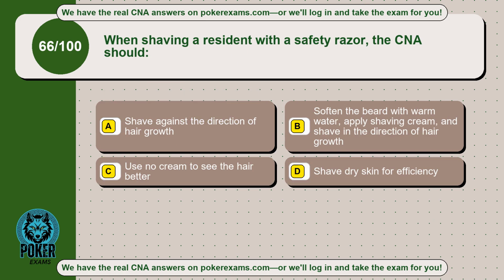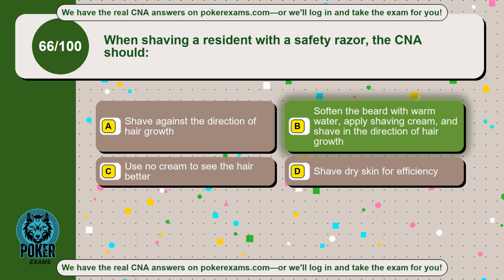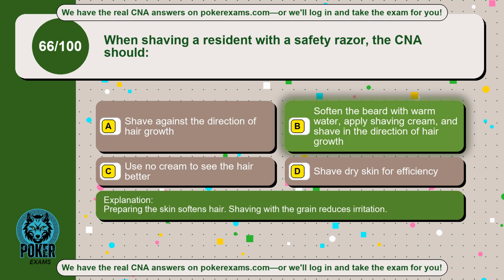Question 66. When shaving a resident with a safety razor, the CNA should: Option A, shave against the direction of hair growth. Option B, soften the beard with warm water, apply shaving cream, and shave in the direction of hair growth. Option C, use no cream to see the hair better. Option D, shave dry skin for efficiency. The correct answer is option B, soften the beard with warm water, apply shaving cream, and shave in the direction of hair growth. Preparing the skin softens hair. Shaving with the grain reduces irritation.